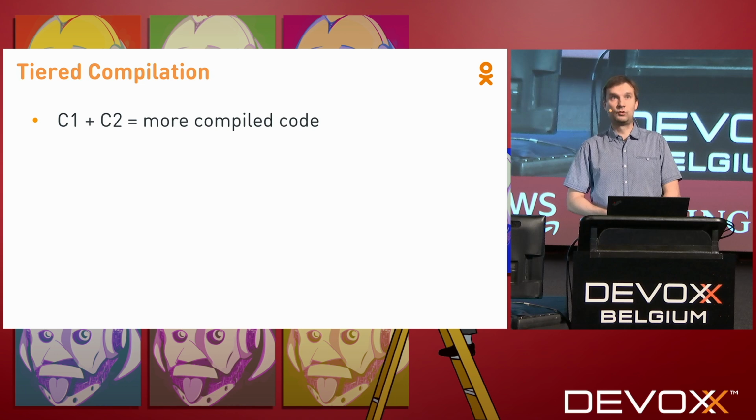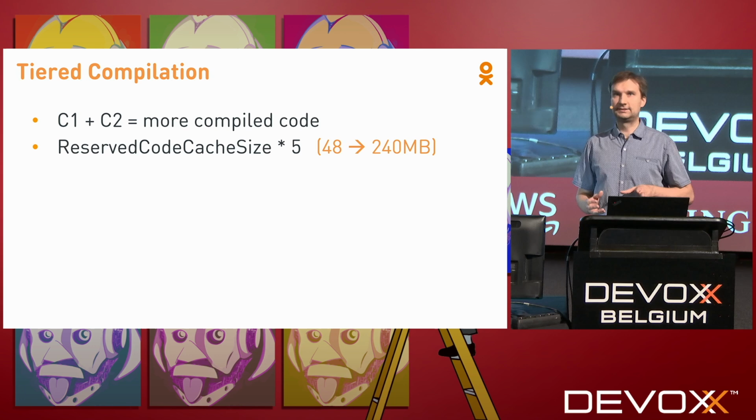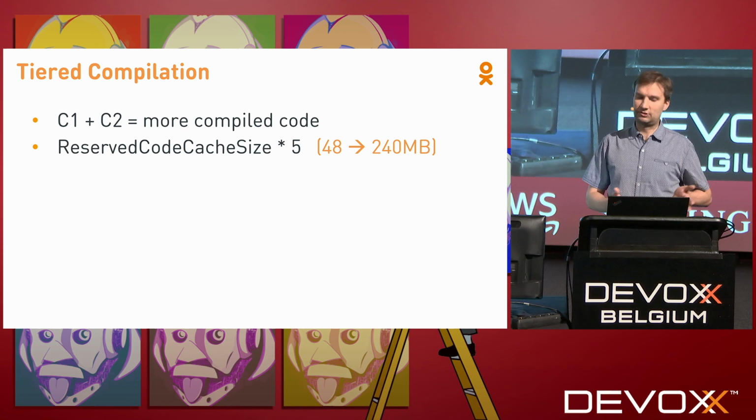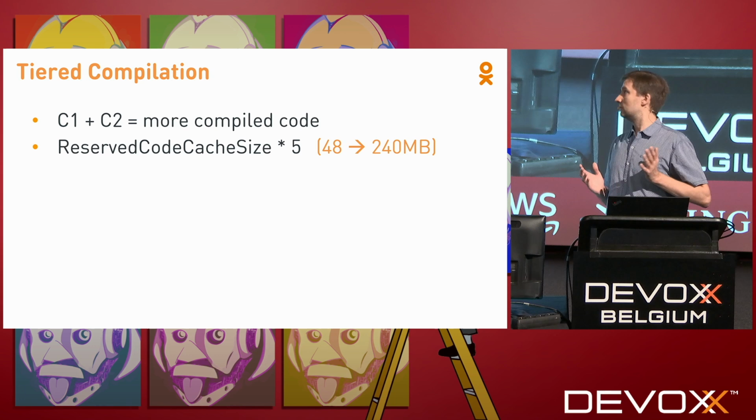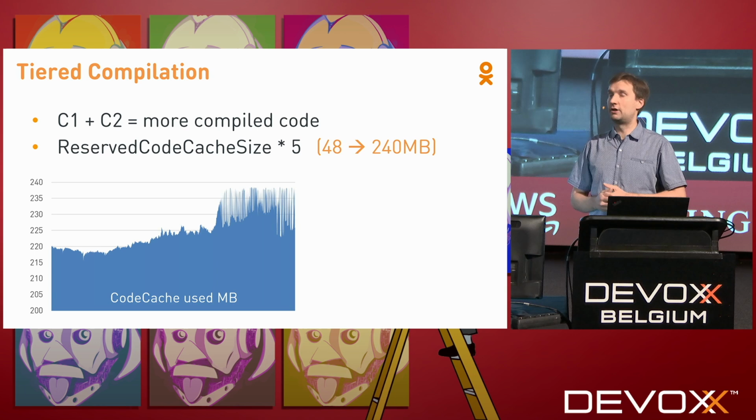Well, how large is the code cache? HotSpot has two JIT compilers, C1 and C2, or C1 and Graal. To accommodate more compiled code, their default code cache size is increased by a factor of 5. And the opposite is also true. So if for some reason you disable tiered compilation, then the code cache will decrease dramatically. It will become just 48 megabytes in size, which probably wouldn't be enough for a large enough application. Sometimes even 240 megs is not enough.